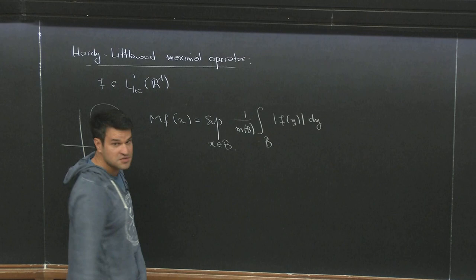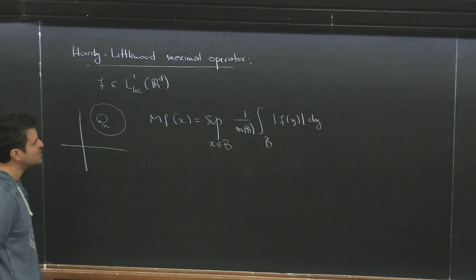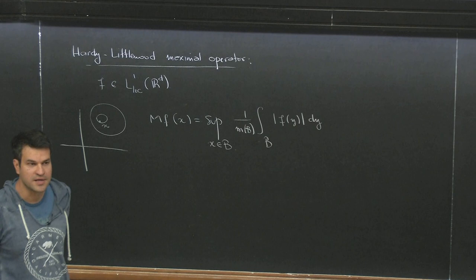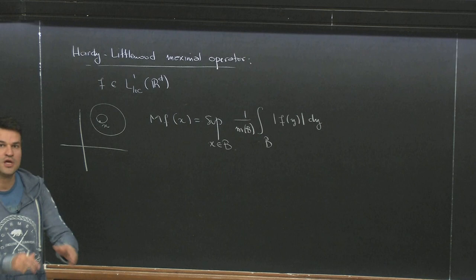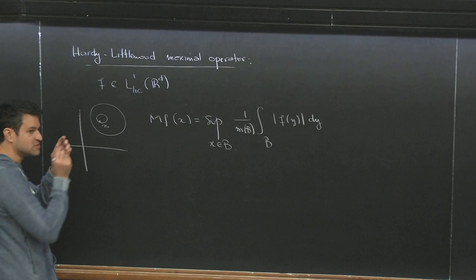Okay? So sometimes this is referred to as the uncentered Hardy-Littlewood maximal function. There is the centered one in which you would take balls that are centered in x. So you would take a subcollection of these balls, just the balls that are centered in x.